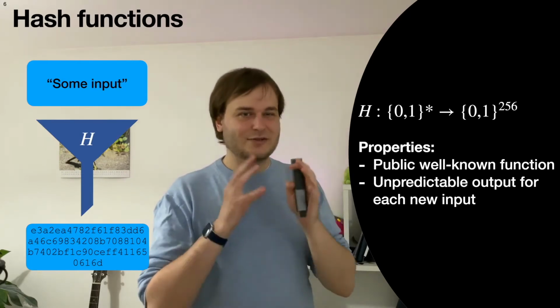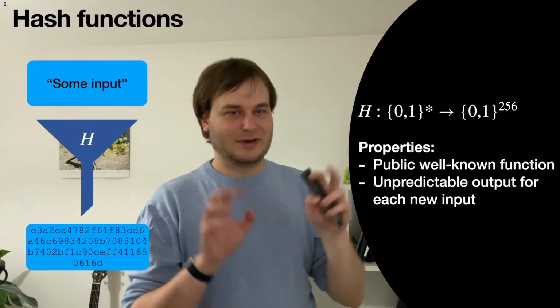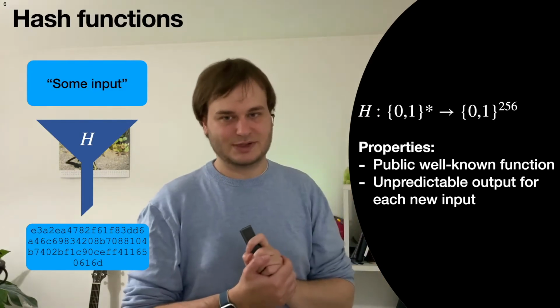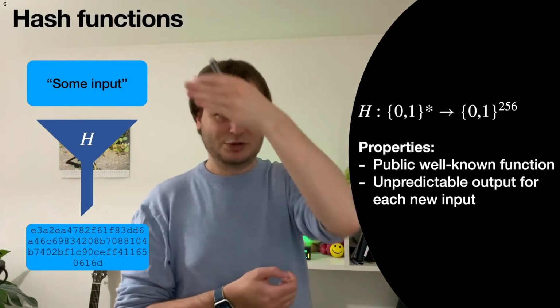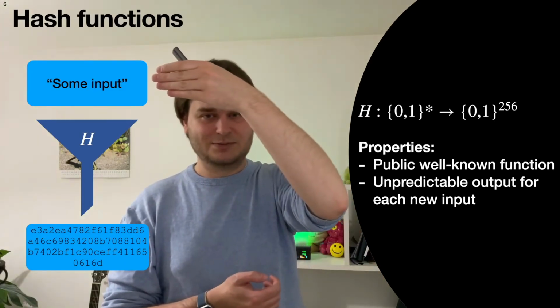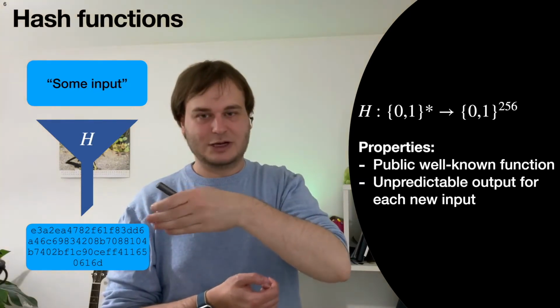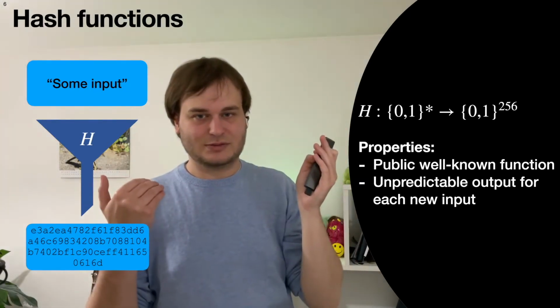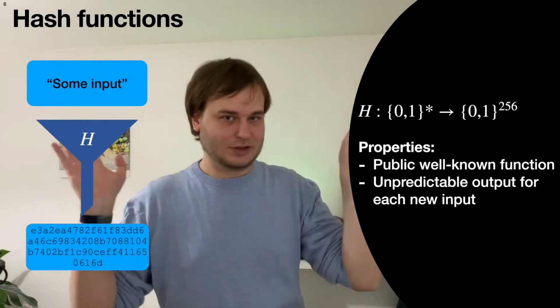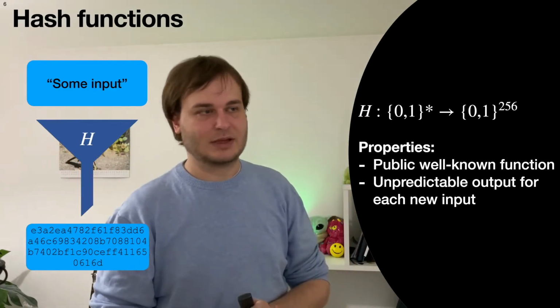However, they still have this property that they have unpredictable output for new inputs. So if I put in some other input here, the output will have basically no relation to the first input. It will just look like a random bit string again.